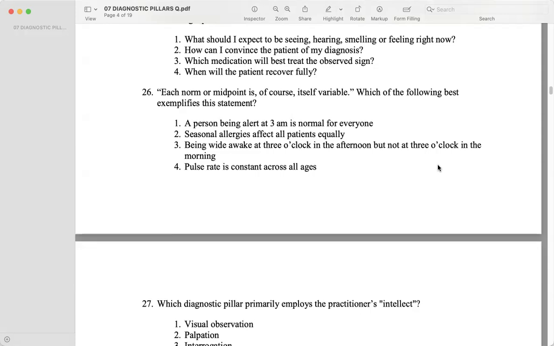Each norm or midpoint is, of course, itself variable. Which of the following best exemplifies this statement?